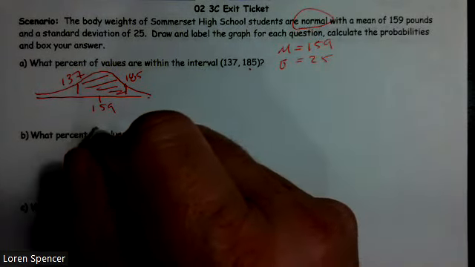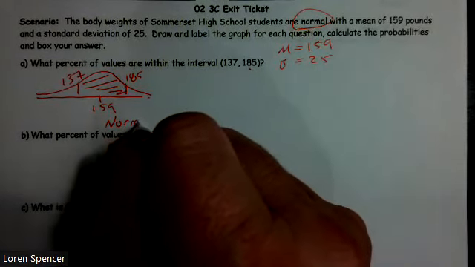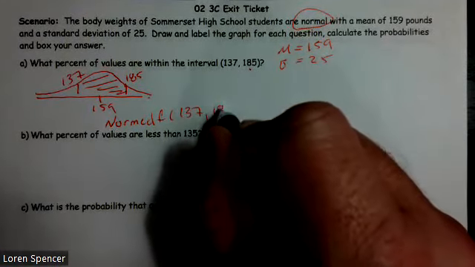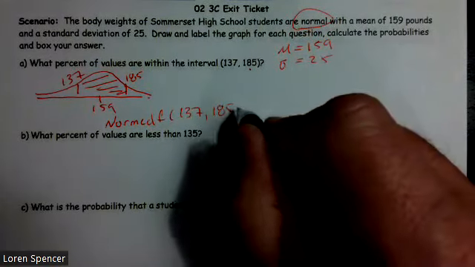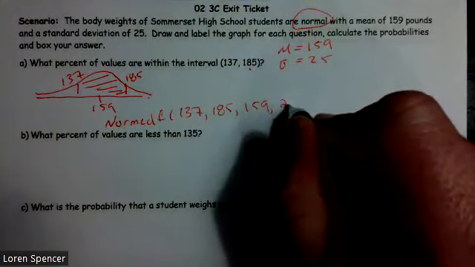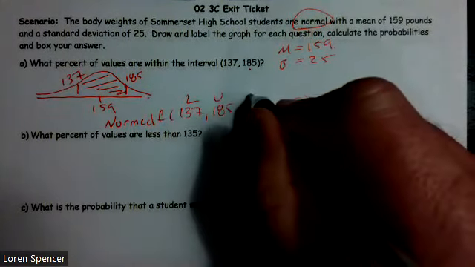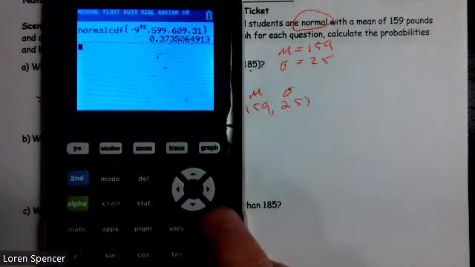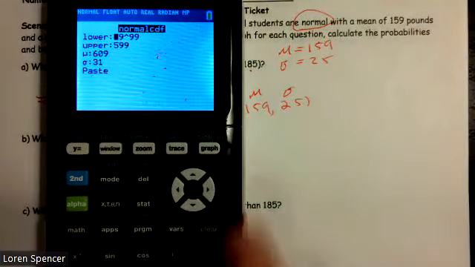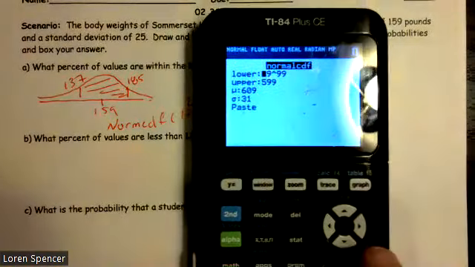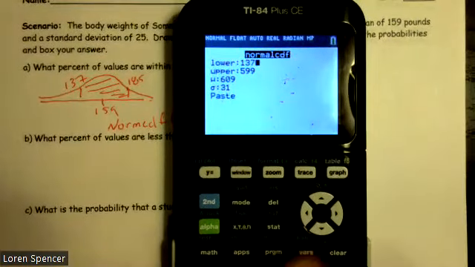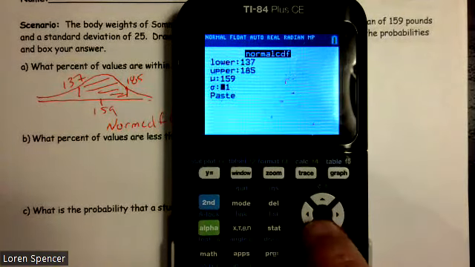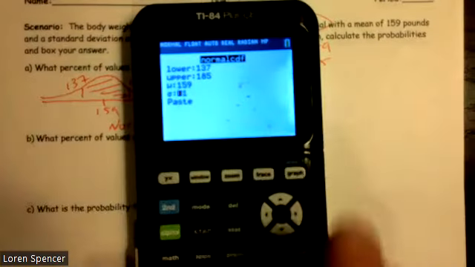They told us it was normal, so we'll use a normal CDF on the calculator. So norm CDF, 137 to 185, because that's my lower and my upper. My mean was 159, and my standard deviation is 25. Lower, upper, mean, standard deviation. Second vars, normal CDF, lower 137, upper 185, mean 159, standard deviation happened to be 25.